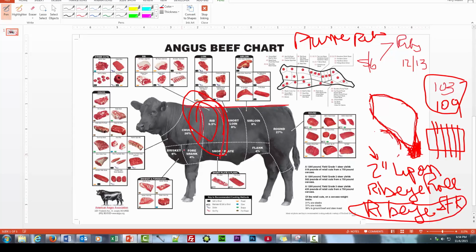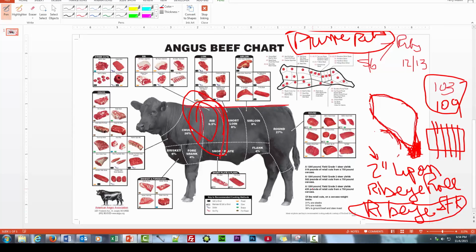And again, what this chapter is about is we're going to incur all the cost to break this animal down to get to the point where we have the 103, 109, or the 2-inch lip on, whatever we buy for prime rib, right? So now we have this prime rib. Or do we pay the butcher to go ahead and take the bone and the fat off and cut this into steaks and then make ribeyes? And that's what we have to decide, because it makes a difference in our cost.